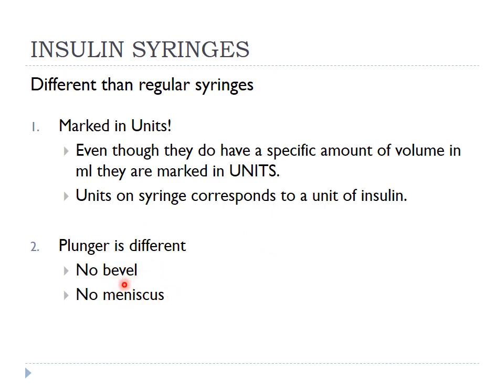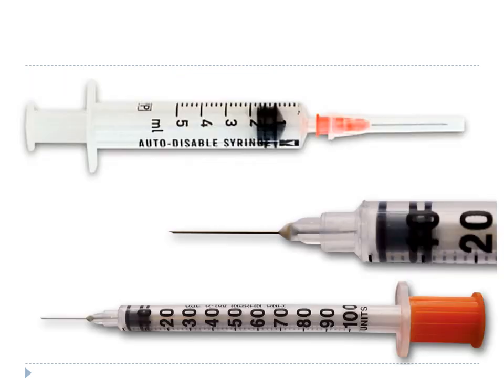The plunger is also different. There's no bevel on this insulin syringe, and there's no meniscus because of that as well. Let me show you what that means on the next slide.